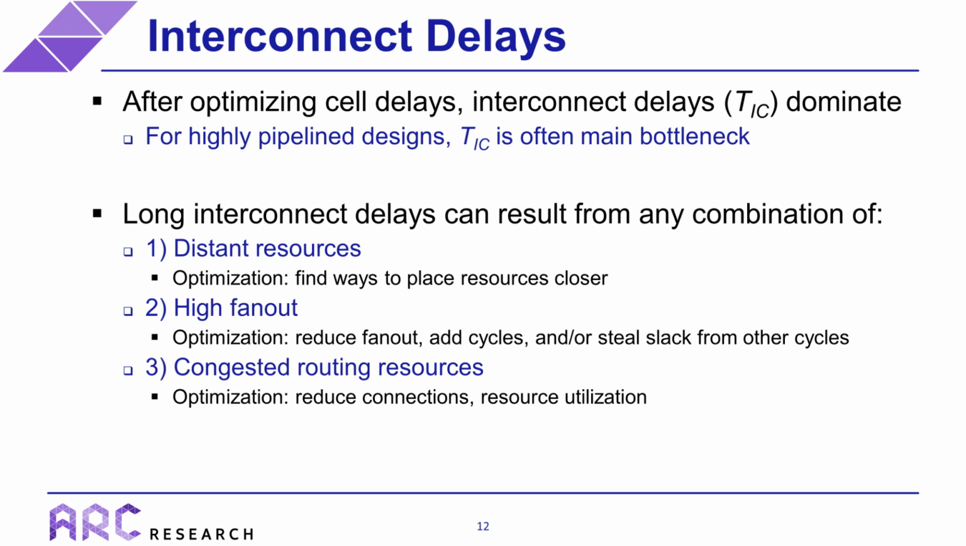So the typical ways of optimizing fanout are either to reduce the fanout, assuming that's possible, to add cycles to pipeline the fanout, or to steal slack from other cycles. So that's something we saw with retiming, but with fanout, we're going to see it with something called register duplication. Finally, the third common cause of lengthy interconnect delays is congested routing resources. To optimize routing congestion, you generally need to reduce routing requirements by reducing the number of connected resources, which generally means you need to reduce resource utilization.